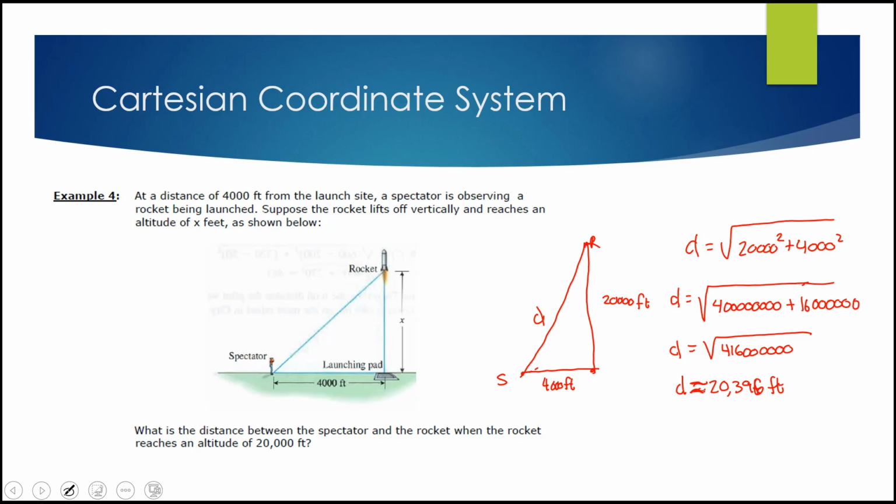And a lot of times when you're working with the square root function, you're going to see that you're going to have a lot of irrational answers from time to time.